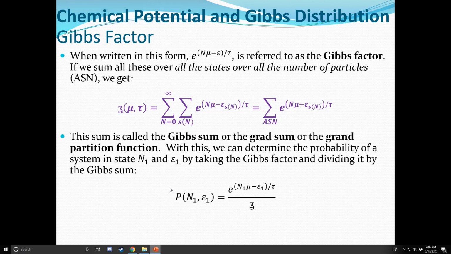And just like last time, we could find the probability of it occurring at one state by taking the Gibbs factor and dividing it by all this Gibbs sum. And this is just saying that it's normalized, so that when we sum across all the probabilities, we should get one. That makes sense because when we sum across that, the sum goes towards that numerator, which is literally the Gibbs sum. So we end up getting Gibbs over Gibbs, or 1.